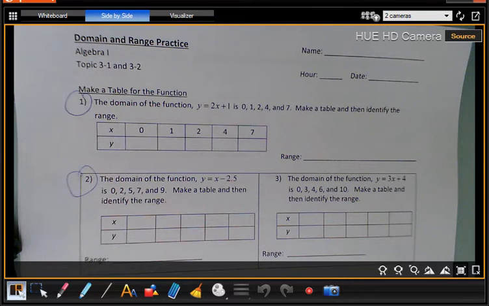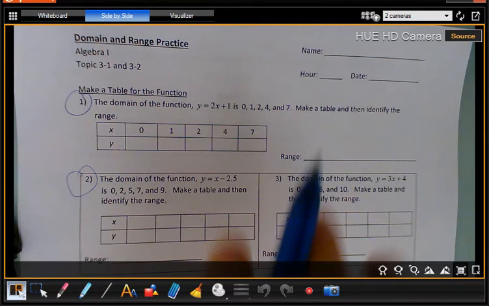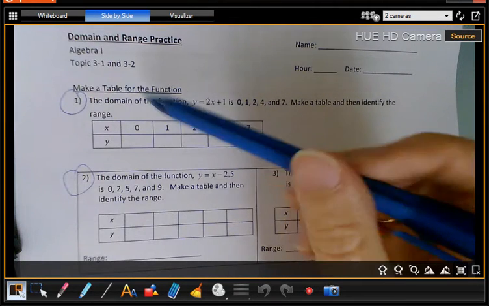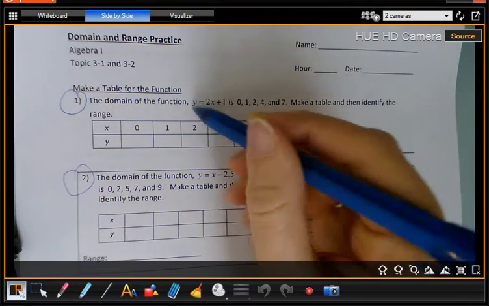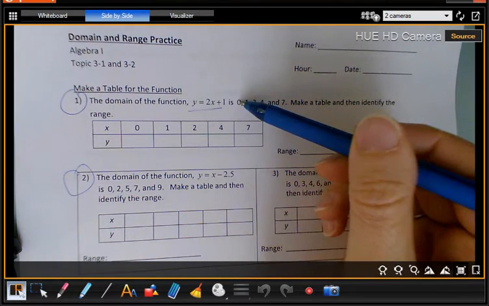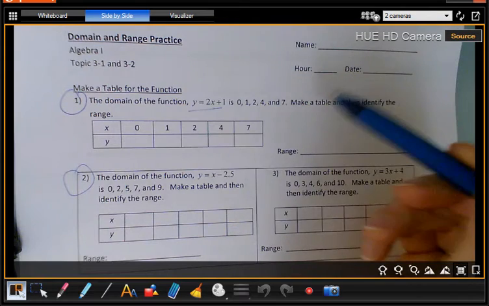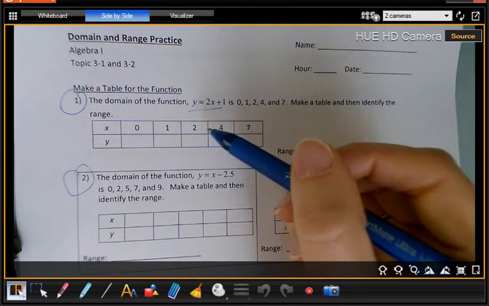Some domain and range again, and then we're going to do some function stuff. So here we've got the domain of the function y equals 2x plus 1 is 0, 1, 2, 4, and 7. Okay, so we're going to make a table with these. So we're literally plugging these in.